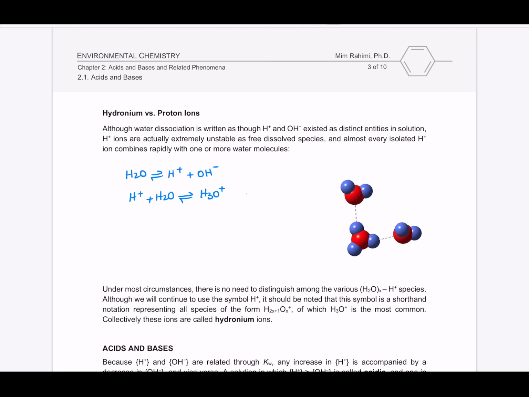So this is actually what we have in reality. In reality, we don't have H+, but rather we have H3O+, hydronium. Or if we just combine these two reactions, in reality, water hydrolysis would be something like this. And this would be hydrolysis in reality.